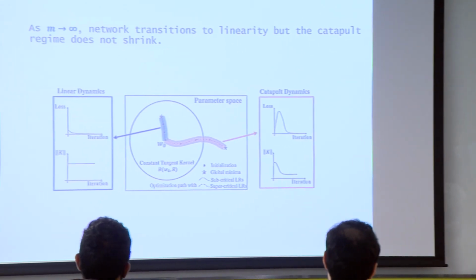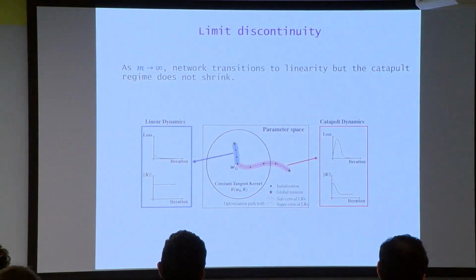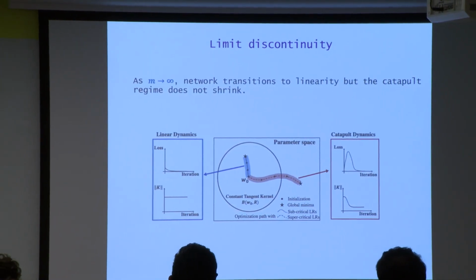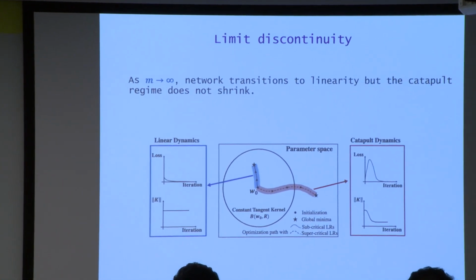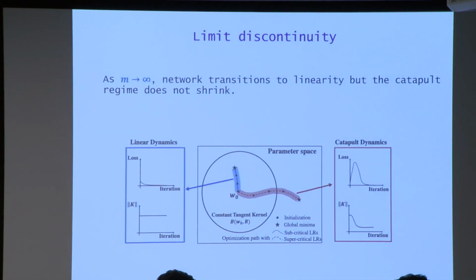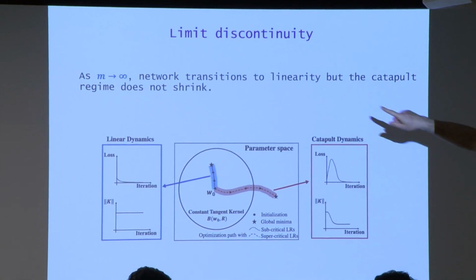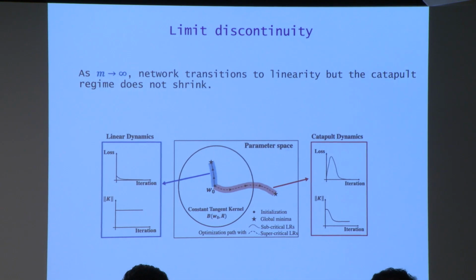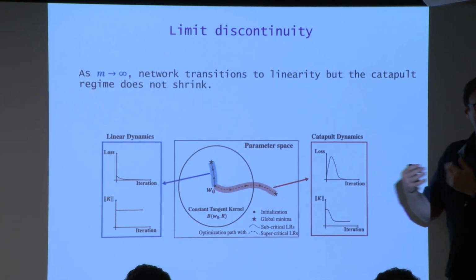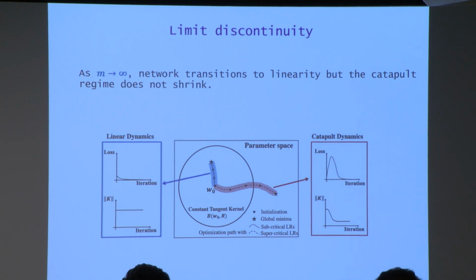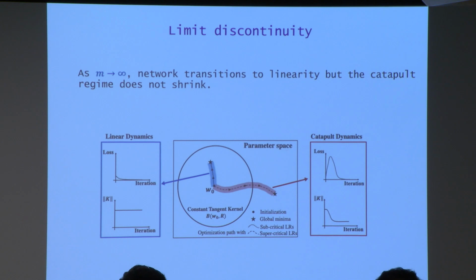So let me point out something quite interesting here, which I think is kind of shocking, which they actually observed in their paper, so this is not new. Here is what happens. If m goes to infinity, the network transitions to linearity. It becomes more and more linear. And you would think that as it becomes more linear, it becomes really of this form, right? And I think we agree that at least this system cannot show that behavior.